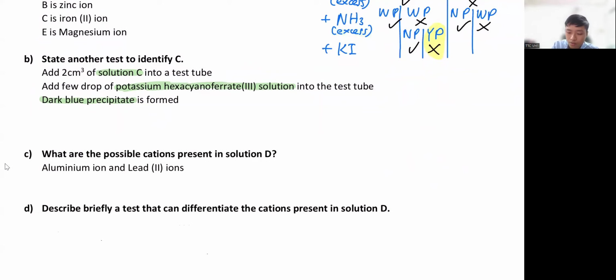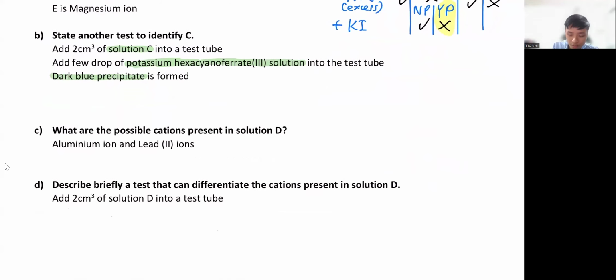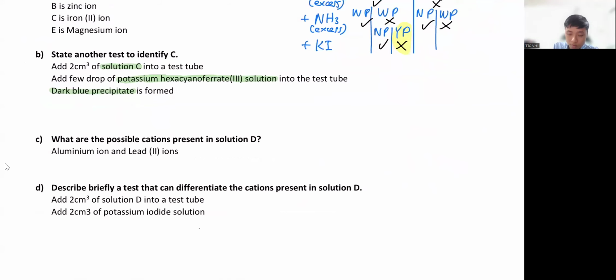So first of all, of course, I add solution D into the test tube. Then I put KI inside. Normally I put 2 cm cube. I put solution D inside. Then I got potassium iodide solution. Then got two possible.